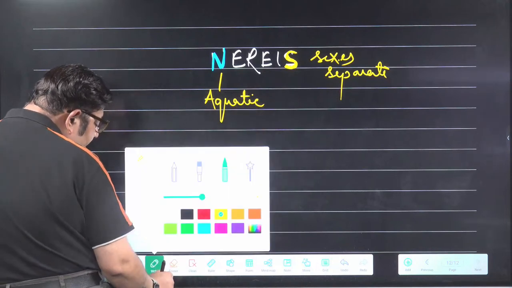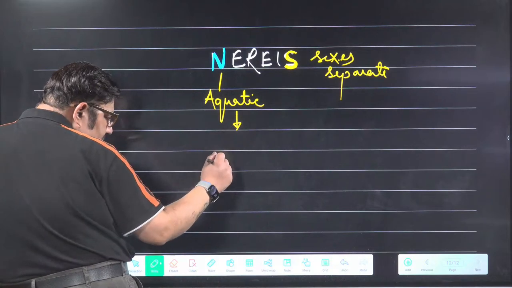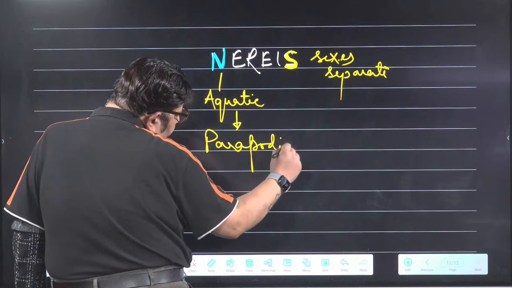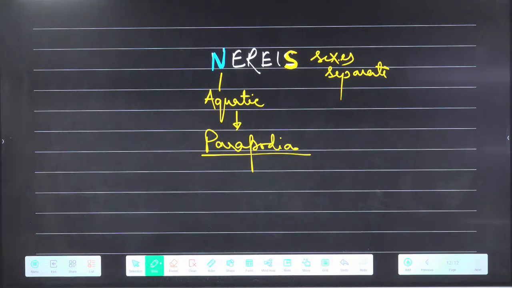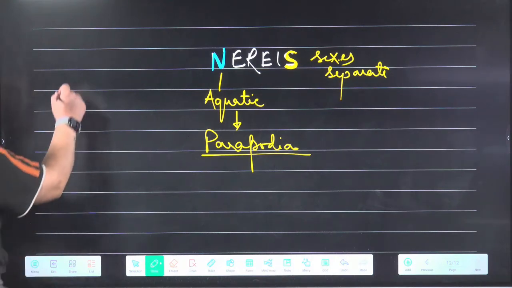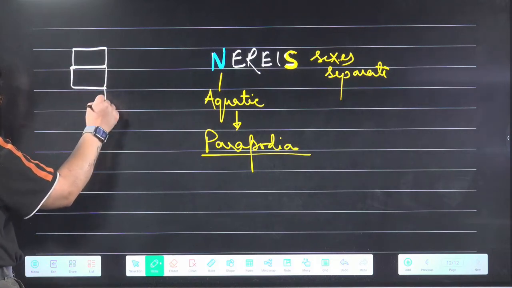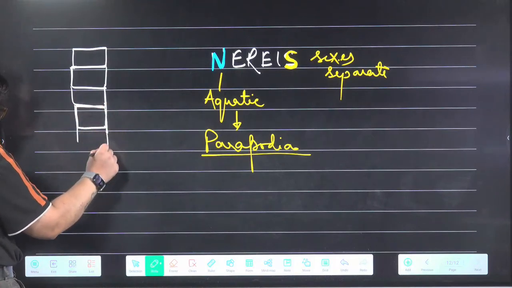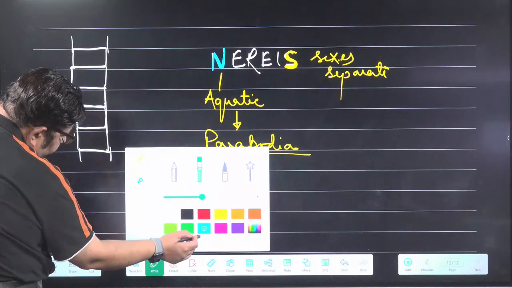Because it is living in an aquatic medium, what helps in locomotion? Yes, you're right, parapodia. Each segment has a pair of parapodia that help in locomotion. In your NCERT textbook a diagram of Nereis is given, showing the segments of Nereis and the parapodia of Nereis.